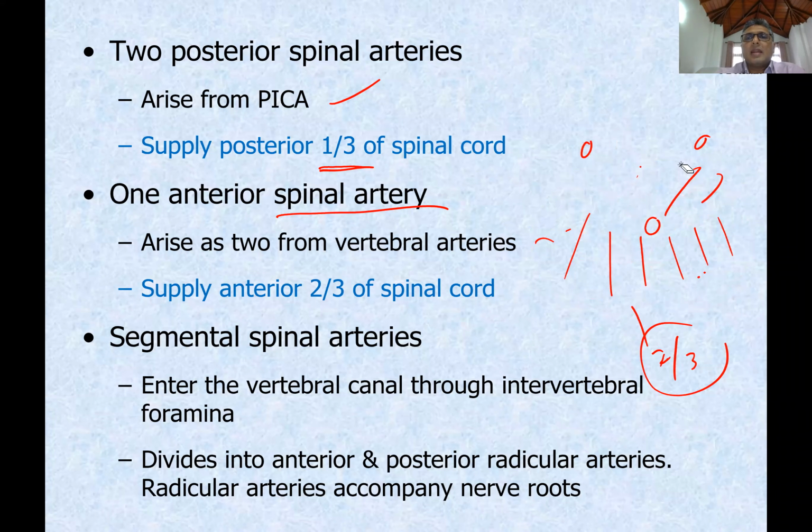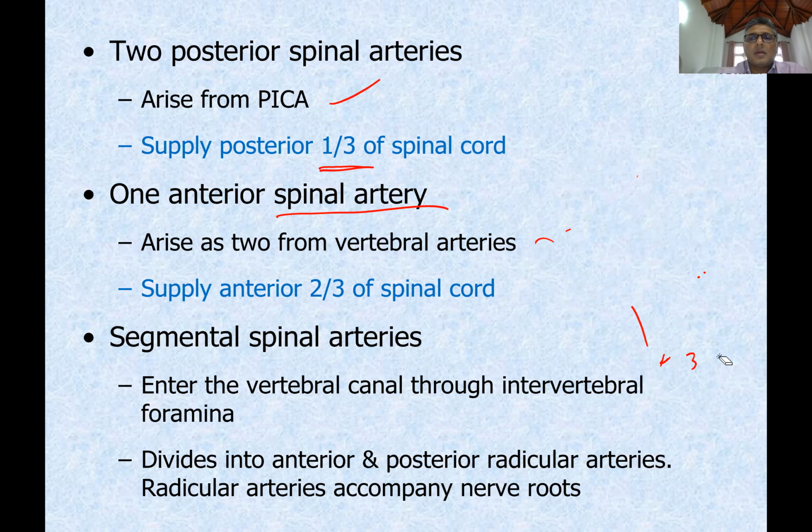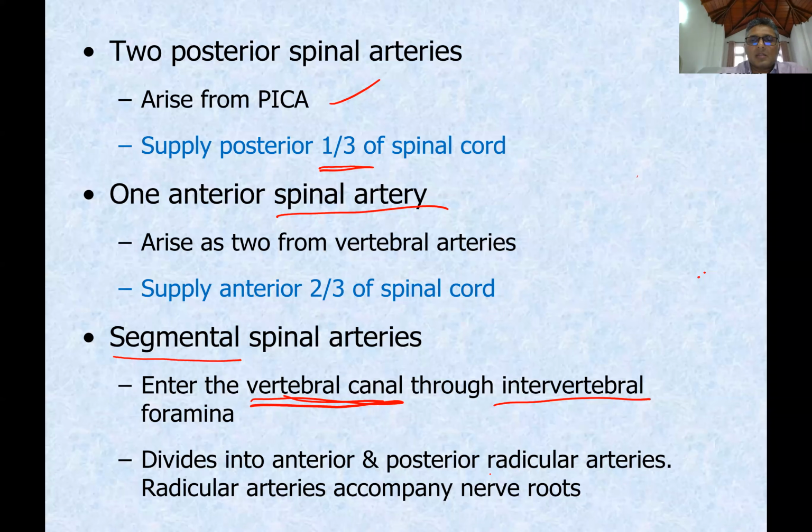Then other than the anterior and posterior spinal arteries, there is another type of artery called the segmental spinal arteries. They enter the vertebral canal to supply the spinal cord through the intervertebral foramina, where the spinal nerves come out. Immediately after they enter, they divide into anterior and posterior radicular arteries. Radicular means that they follow the anterior and posterior roots of the spinal nerve. That's why the arteries are called radicular.